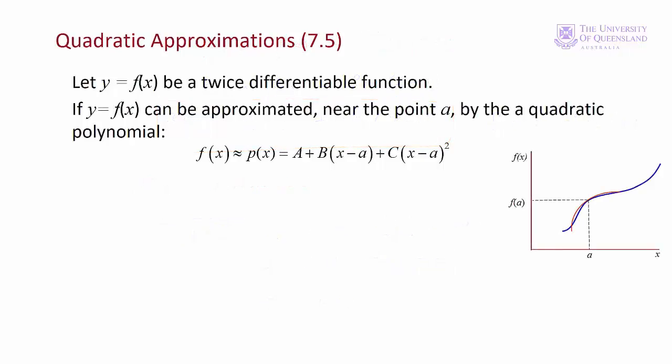We can improve on the linear approximation. That is, we can decrease the difference between the actual value of the function at a point and its estimated value. We can replace the linear approximation, the straight line, with a quadratic approximation. We can see how that might work from this diagram. Instead of having a linear tangent, we've got a curve function. The red curve is p of x.